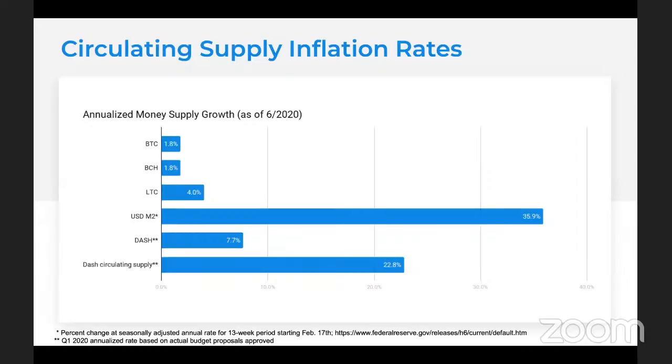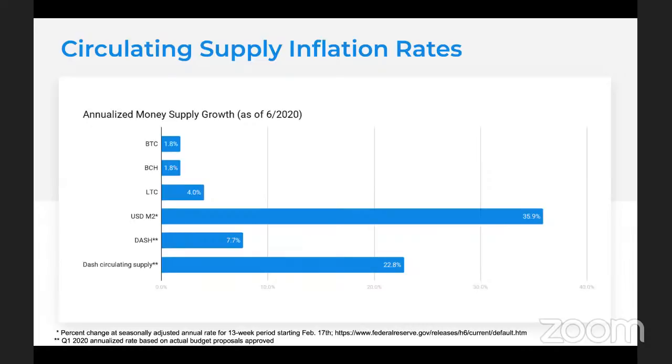And shockingly, the US dollar M2 money supply over the most recent 13-week period is growing at about a 36% annualized rate. That is just a shockingly high number and might be the highest number of my entire lifetime. And typically M2 money supply grows between 6 and 7%. That's kind of the long-term average. Of course, this is spurred on by the coronavirus and related financial crash that occurred back in March.